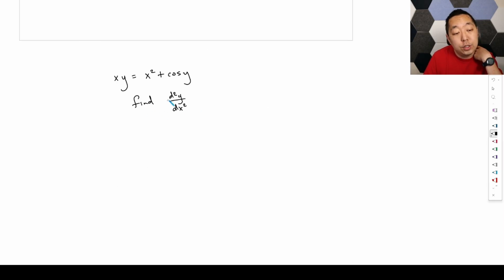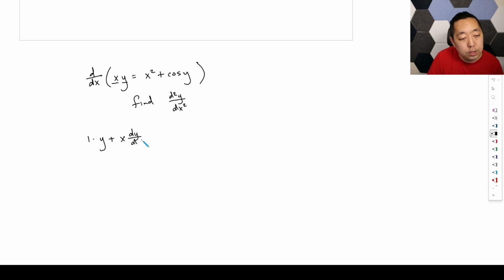One more thing I want to show you is how do you do the second derivative. So you might have to do the second derivative. Well, it's very similar. You find the first derivative first. Right? So the derivative of this, we do product rule, right? So the derivative of x is 1 times y plus x times the derivative of y, dy/dx. Derivative of x squared is 2x. Derivative of cosine y is minus sine y, then by chain rule, because I have an inner function, dy/dx. Or basically, anytime I take a derivative with a y in it, I got to throw in a dy/dx.